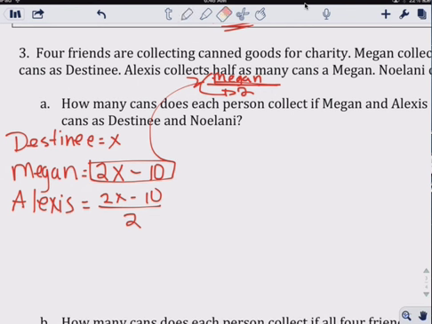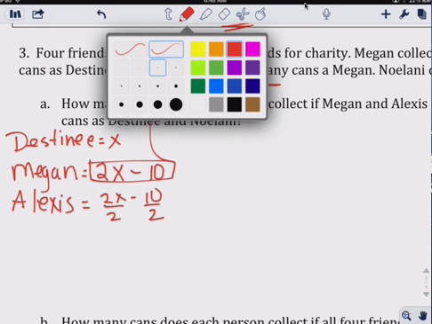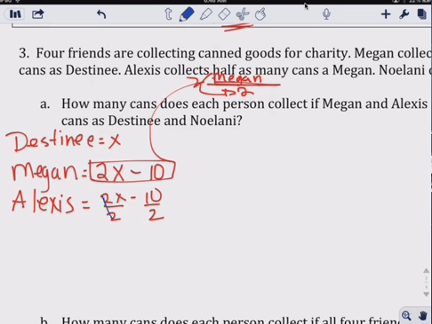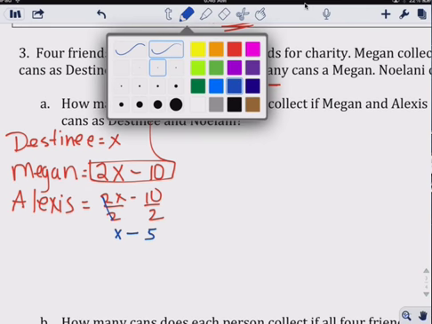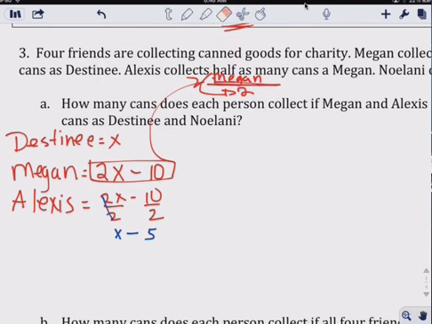Now divide by 2. If it makes it easier for you to see, let's just divide both of them by 2 like that. Okay, so Alexis then is x minus 5. That's what Alexis really is. Alrighty? So I want to keep my annotation. I don't want the arrows.